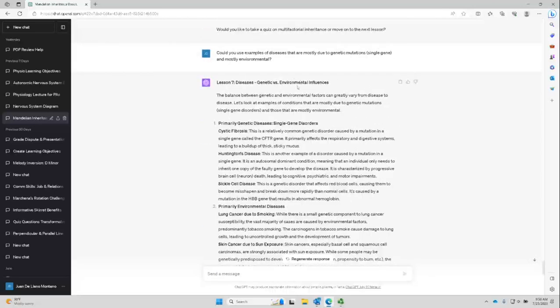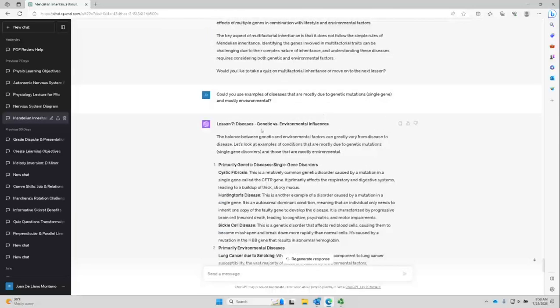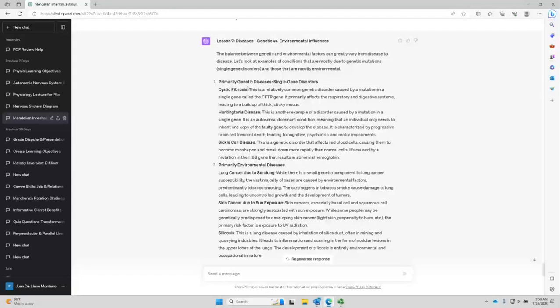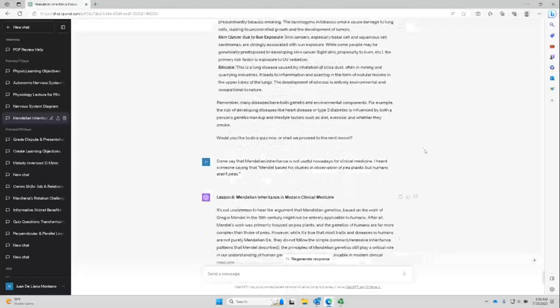Then genetics versus environment. So I'm asking to go into more detail about this multifactorial inheritance. Give me examples of diseases that are more genetic and more environmental. It gives me primarily genetic diseases and primarily environmental diseases. So I'm asking ChatGPT to go deeper, to explore that topic more.